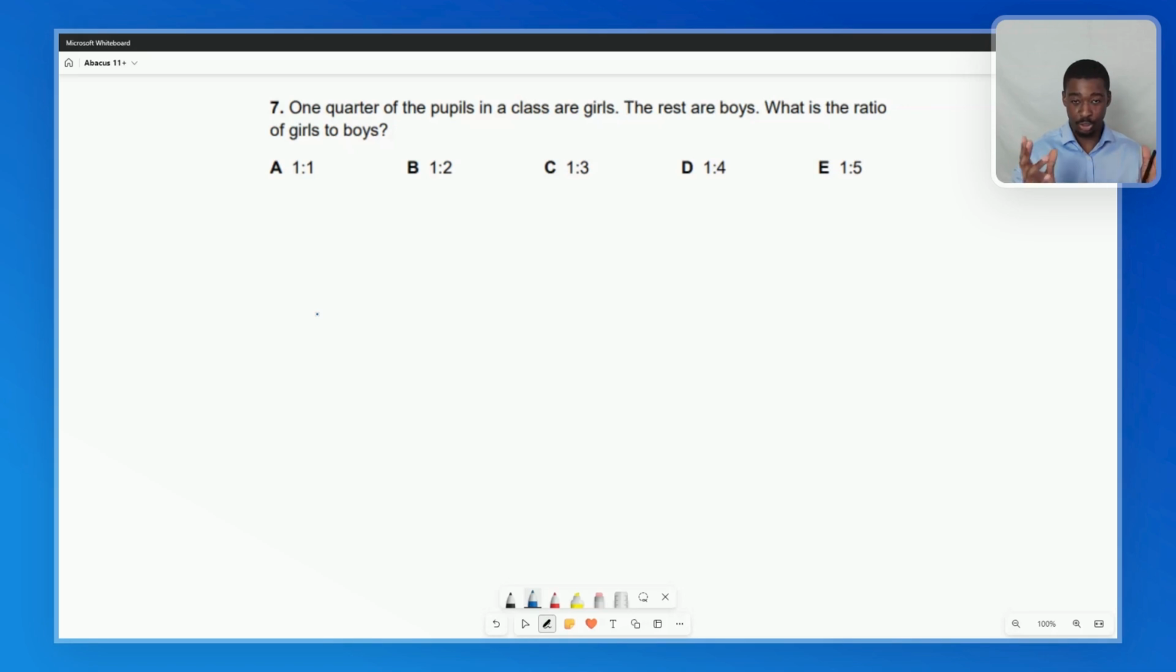Okay, so here we have a question that shouldn't be too hard if you understand your fractions. We're told 1/4 of the pupils in a class are girls, the rest are boys. What is the ratio of girls to boys? So, if we know that 1/4 of the pupils are girls, that's what a quarter is, 1/4. And therefore, this means that 3/4 are boys.